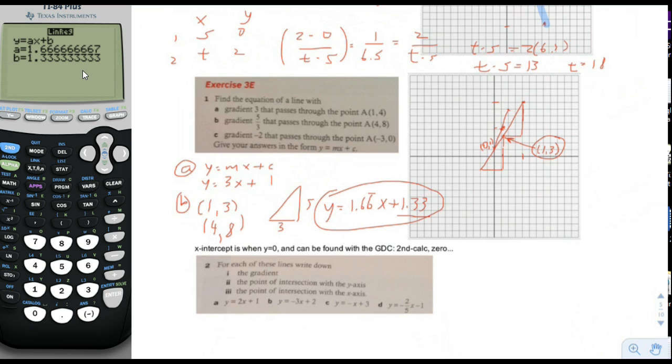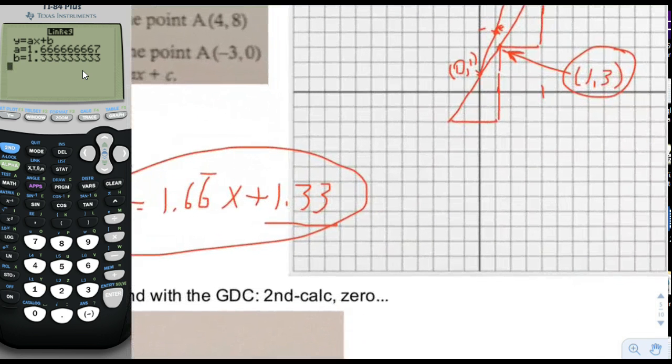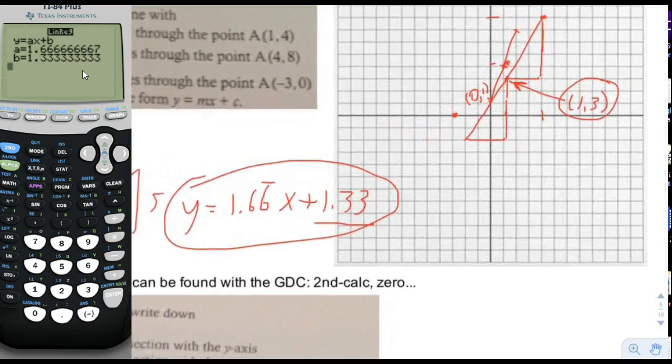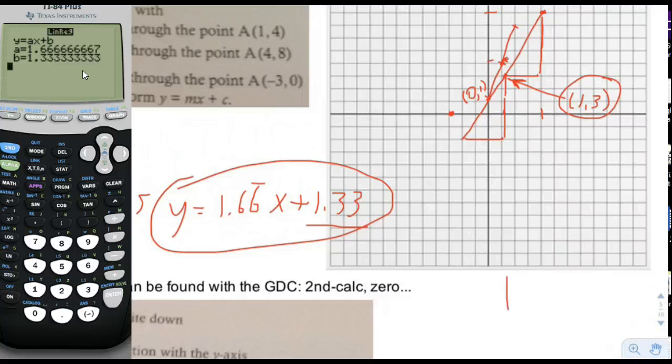Now what about C? C asks for the gradient of -2 that passes through -3 comma 0. So -3 comma 0 is here. And then they said the gradient of -2. So -2 would be rise -2, run 1. So it would be kind of like that. So it hits the y-axis there, which is at -6.